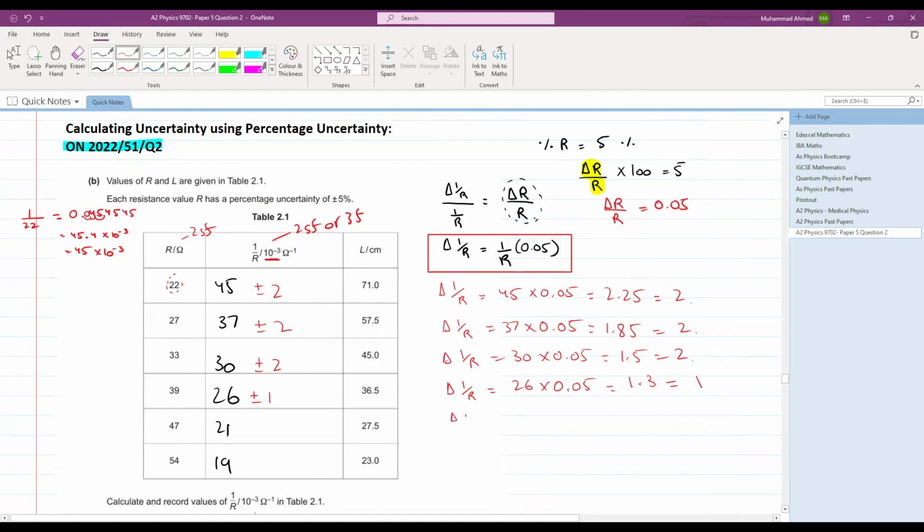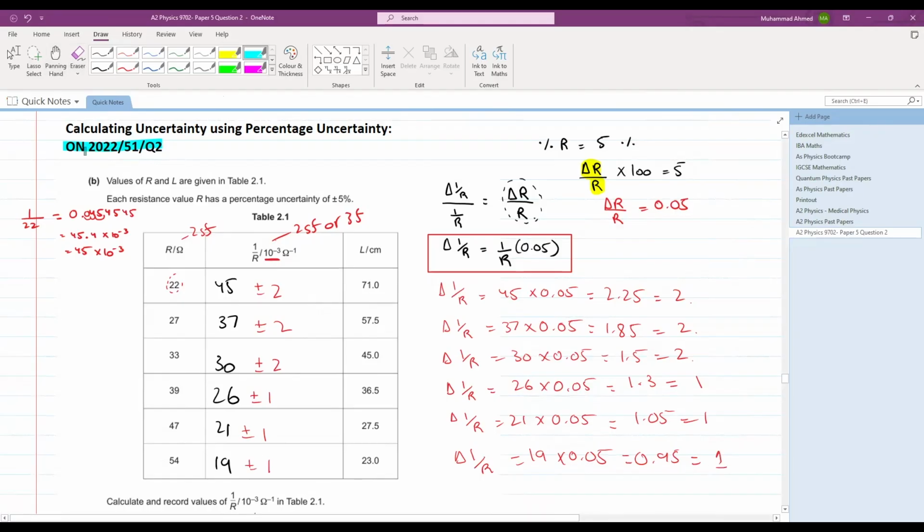Perfect. Now the absolute uncertainty in 1 over R is equal to 21 into 0.05. What will this answer come out to be? 21 into 0.05 comes out to be 1.05. It is equal to 1. Perfect. Now let's do it for 19 as well. I think I should write 19 as well just to maintain symmetry. Absolute uncertainty in 1 over R is equal to what? It is equal to 19 into 0.05. This is equal to 0.95, which again rounded off to one significant figure is 1.